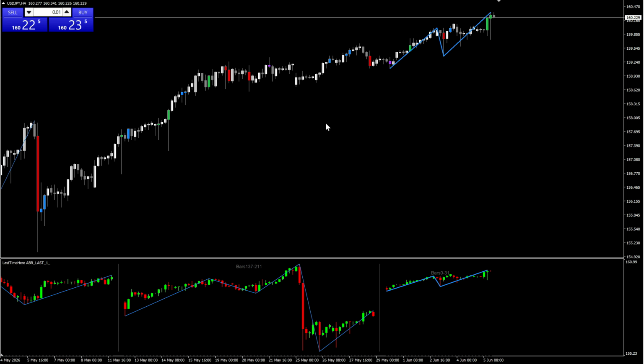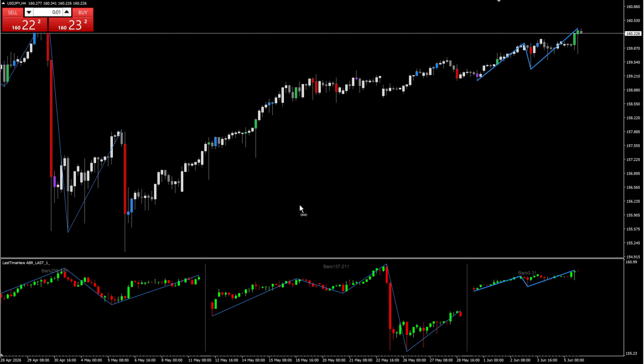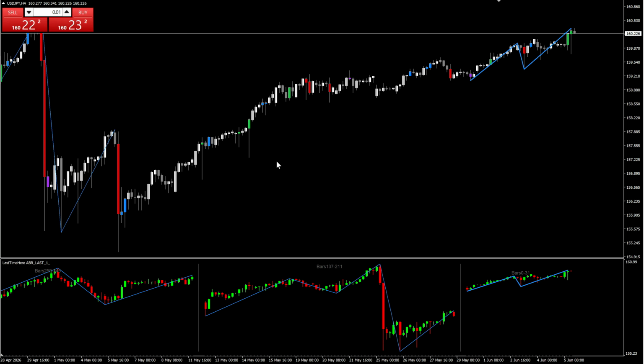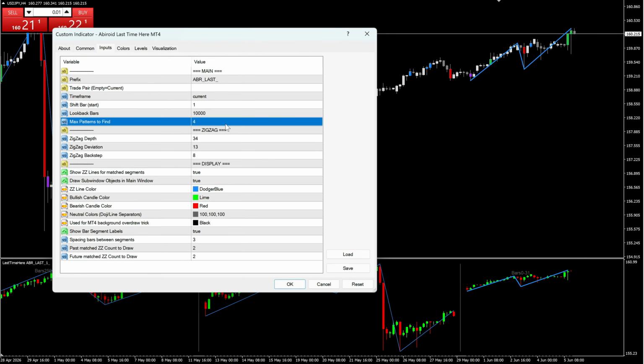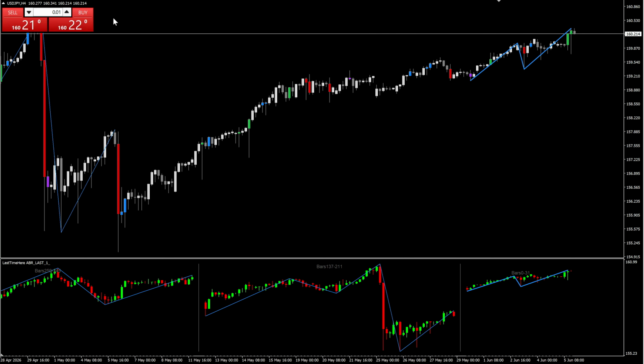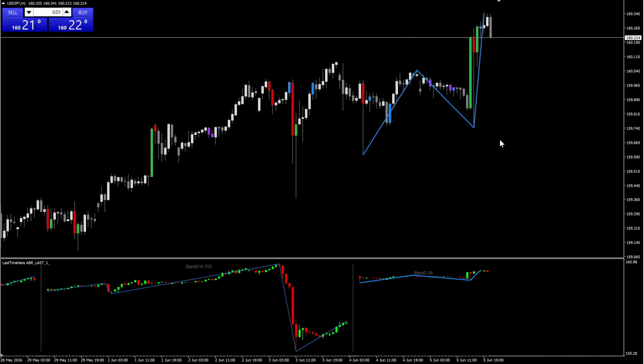And sometimes if price is in a very slow market, like you find these ranges, then this zigzag line will be matched quite often. So you might get a lot of past matches. So you can also set, like if you want max patterns to find, then you can set those over here. So the more patterns you find, the better chance you will have at finding a really good trade. Okay.